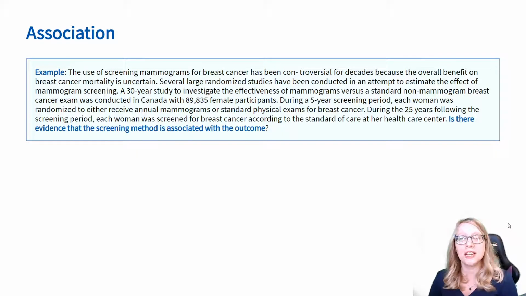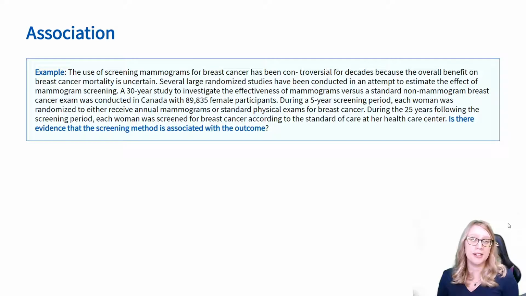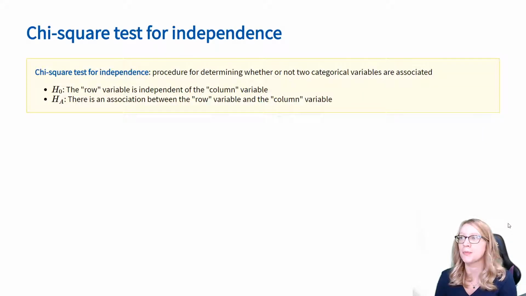We've got a large data set coming to us from Canada with over 89,000 female participants. During a 5-year screening, each woman was randomly assigned to receive either annual mammograms or the standard physical exam for breast cancer. During the follow-up periods, each woman was also screened for breast cancer using the standard of care at her health clinic. So what we're looking for here is whether there is evidence that the mammograms for the enhanced screening are associated with a better outcome.